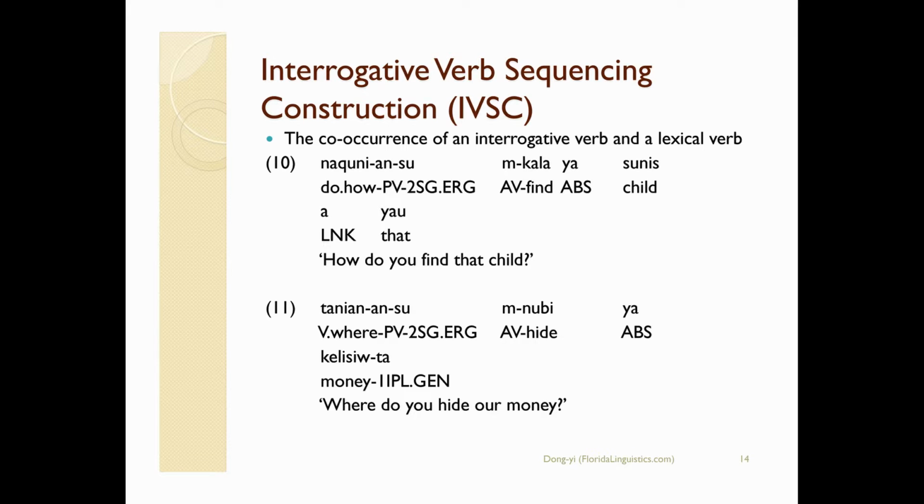Interrogative verbs in Kavalan can also occur in a verb sequencing construction. I refer to this particular construction as the interrogative verb sequencing construction, or IVSC. In this construction, an interrogative verb is followed by a lexical verb. For example, in 10, "nagoni" do how is followed by a lexical verb, "mgala" find. In 11, "danian" where is followed by "manubi" hide. Note that despite the occurrence of a lexical verb, the interrogative word in this construction is still a verb because it takes the patient voice marker.